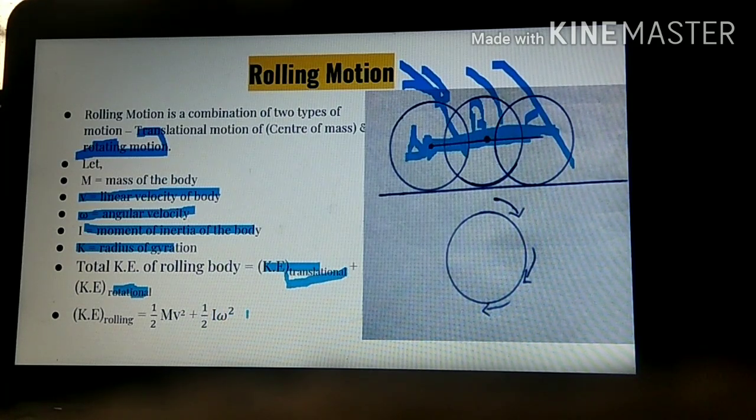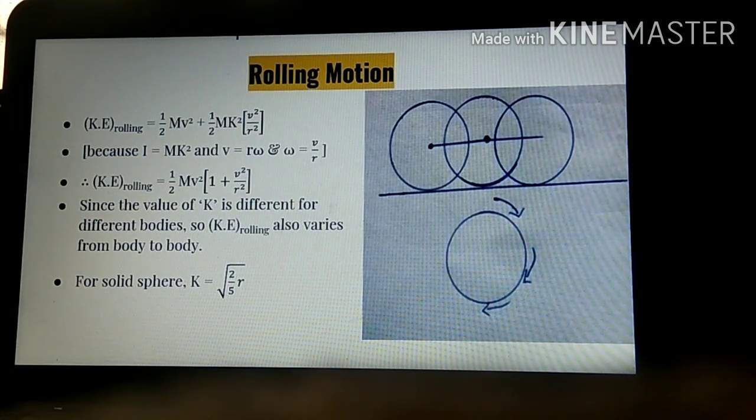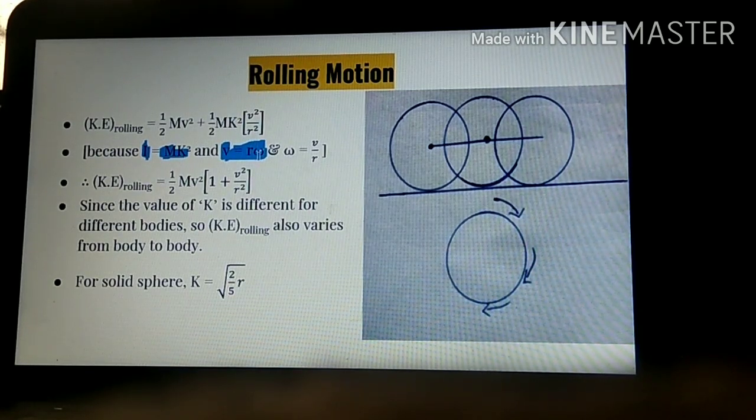is half I omega square. But over here, in place of I, we can substitute the radius of gyration. So I can be substituted as mk square. But we know that linear velocity is radius times angular velocity. We want this whole formula in terms of linear velocity, so omega can be written as V upon R.